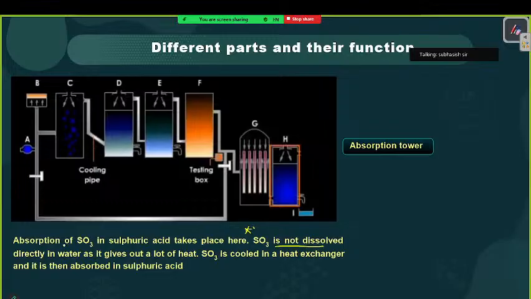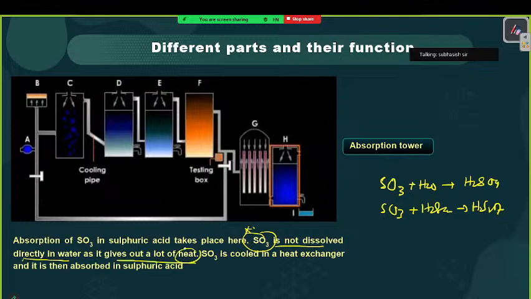Sulfur trioxide is not dissolved directly into water. Previously we gave the reaction sulfur trioxide plus water gives sulfuric acid. Then why should we dissolve sulfur trioxide into sulfuric acid to form oleum, H2S2O7? Only because when sulfur trioxide dissolves into water, it gives out a lot of heat, and that heat causes the formation of fumes.